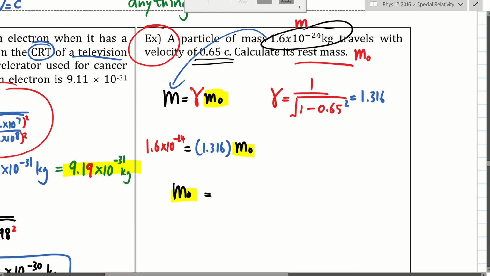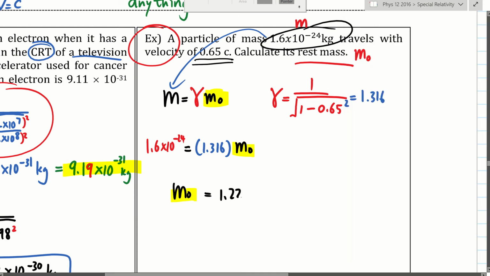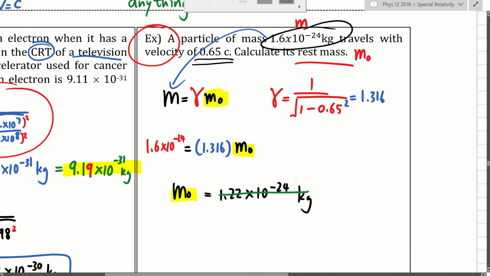So you're a great troll. I'm not going to do algebra, so you do it. 1.22 times 10 to the negative 24. That's in kilogram.